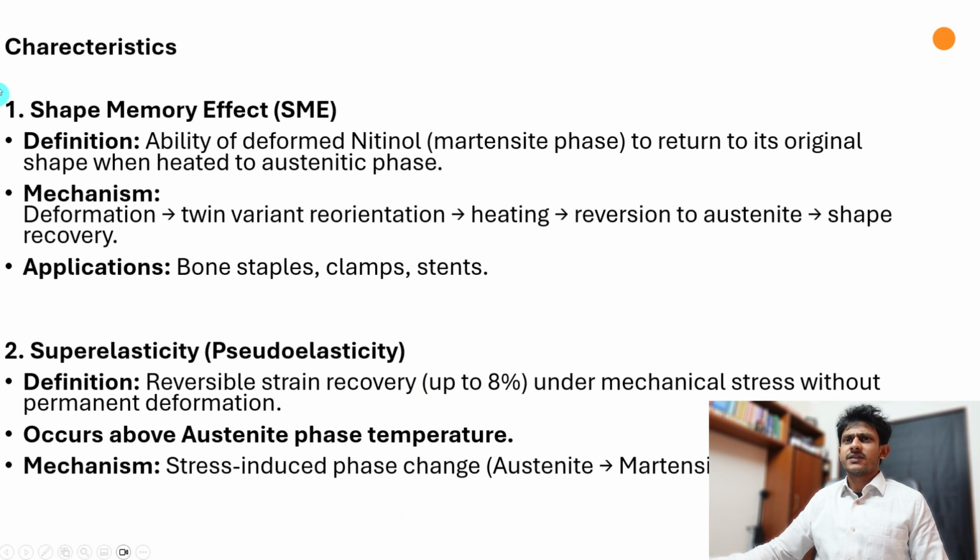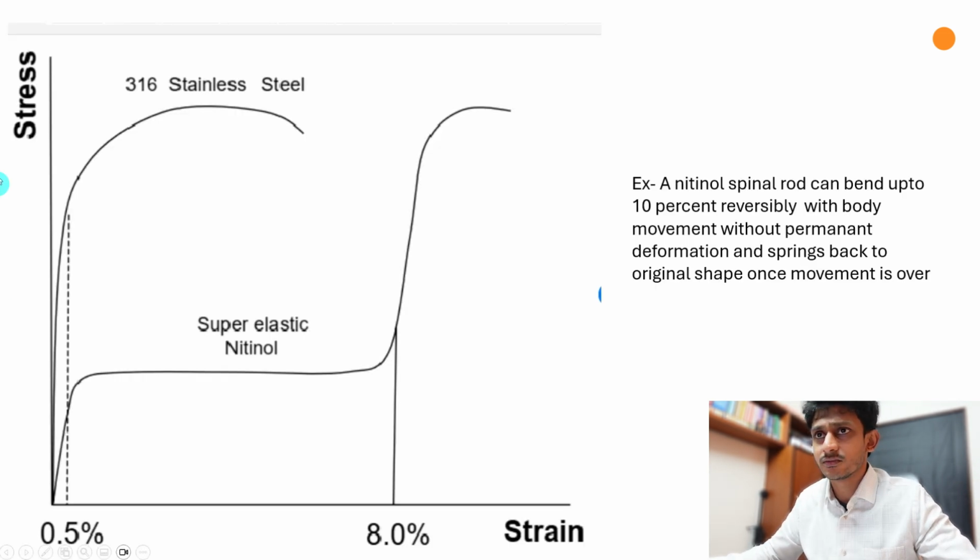So, two important effects: shape memory effect and superelasticity. Shape memory is the ability of the deformed Nitinol to return to its original shape when heated to the austenite phase, which is what I just explained. And superelasticity is reversible strain recovery up to 8 to 10% under mechanical stress without permanent deformation, and this occurs at the austenite phase temperature. What this means, I'll explain now.